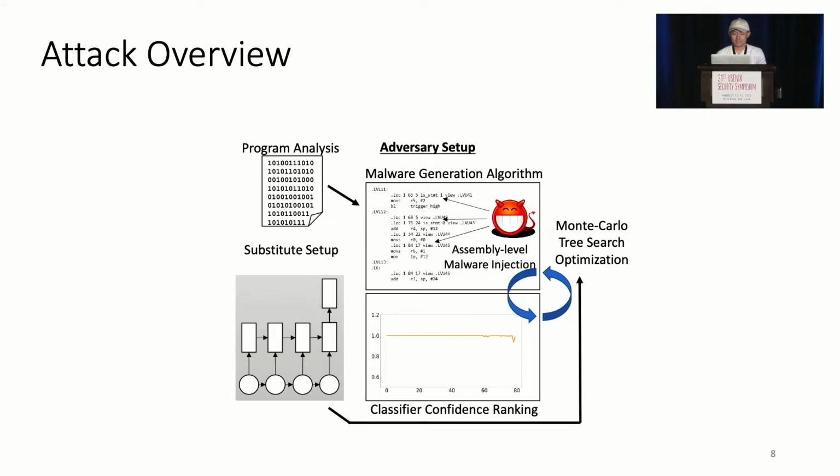Given the system and attack model, we present our attack. It contains 3 steps. First, we will build a substitute setup that will be used to optimize the attack, like where we are going to inject and what we are going to inject into the program. Next, we perform program analysis to pre-process the malicious payload. Finally, through a Monte Carlo tree search-based optimization, we will generate the evading samples.